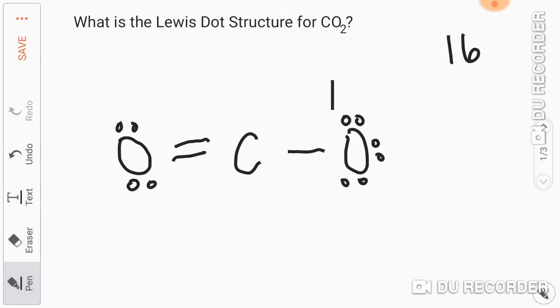So we must do to this side what we did to the other side. And another double bond. Great. Now we have solved for the Lewis dot structure for carbon dioxide. Carbon has 8 total valence electrons. Oxygen has a total of 8 valence electrons, and the other oxygen has a total of 8 valence electrons. This is the Lewis dot structure for carbon dioxide.